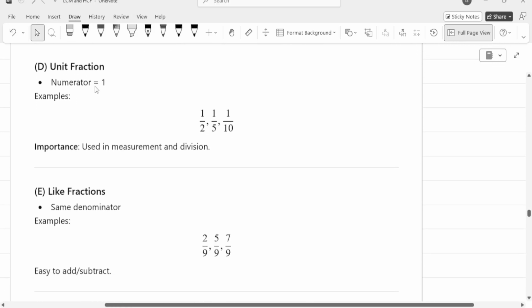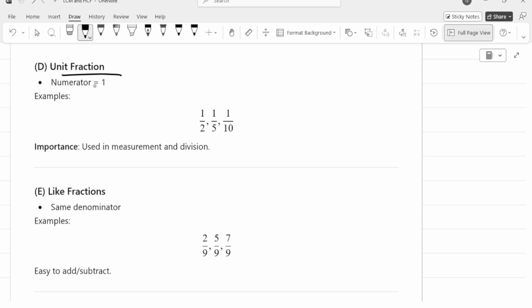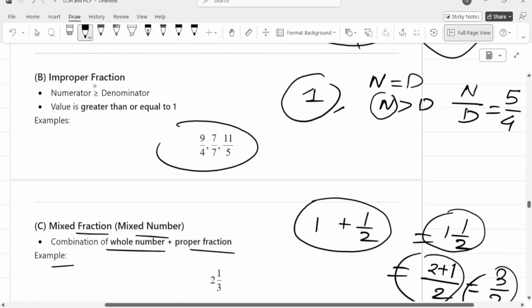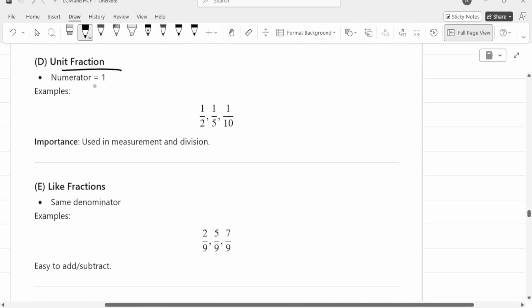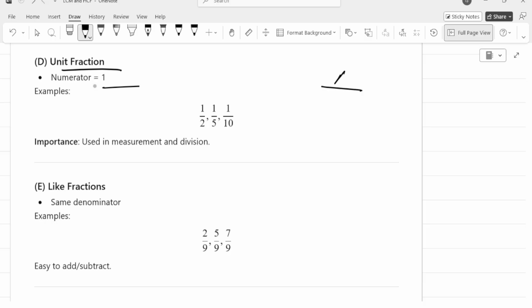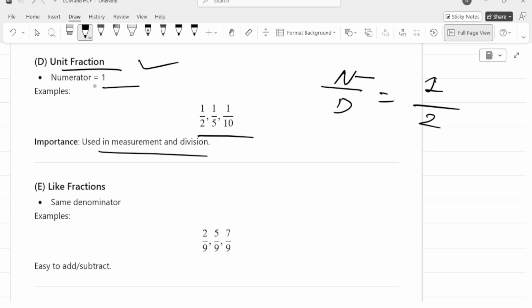Now unit fraction. What is a unit fraction? We have covered mixed fraction and improper fraction completely. Now a unit fraction: its numerator is 1. Always remember, in n upon d the numerator is always 1 and the denominator is any natural number. For example, 1 upon 2, 1 upon 5, used in measurement and division. There we call it a unit fraction.